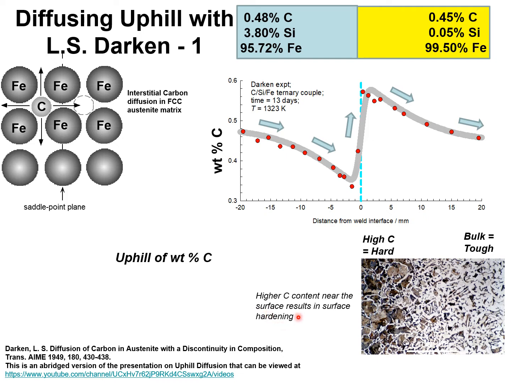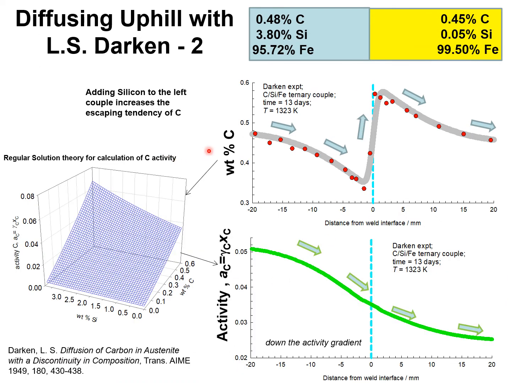So carburization using this technique involves exploitation of the principle of uphill diffusion. Let us examine the Darken experiments in a little bit more detail.